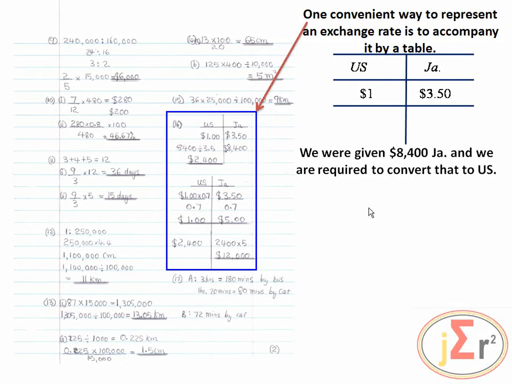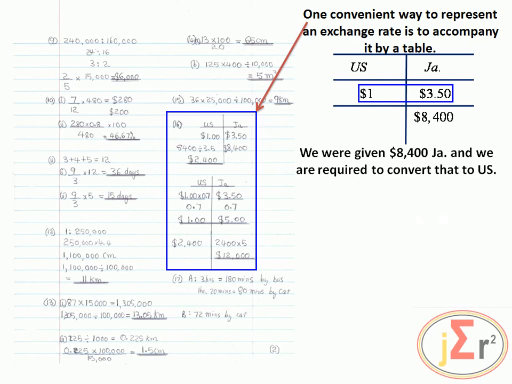This first part of the problem requires that we convert 8,400 Jamaican dollars to US. So we are given 8,400 Jamaican, and we are required to convert that to its US counterpart. So there is our 8,400 Jamaican. What do we do?